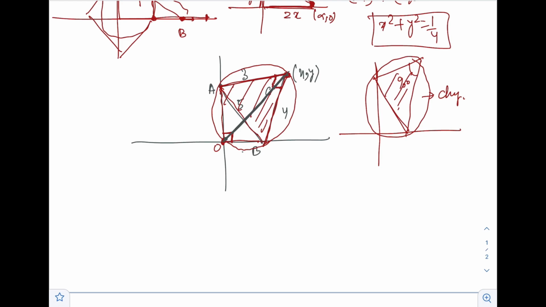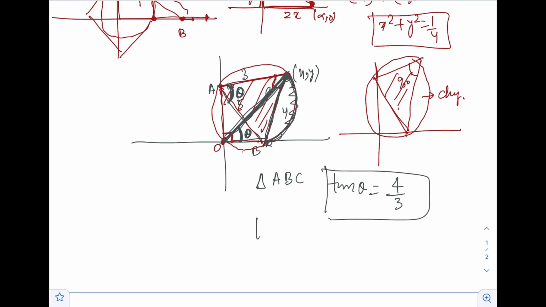what is going to be the slope of this line? Can we have some angle changing? Let's say this angle is theta. On the same arc BC, we have angle CAB also equal to theta. In triangle ABC, we have tan theta equals 4 by 3.